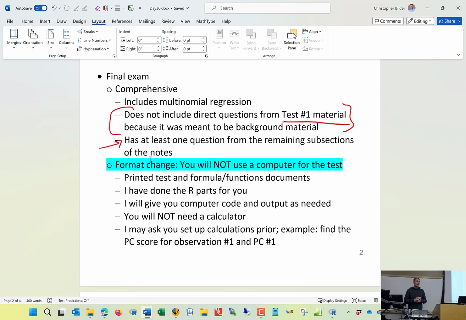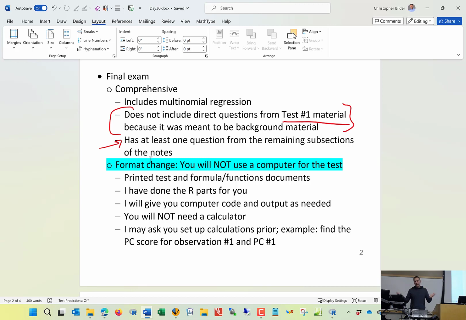So on the test, you'll see some code and output listed there. And essentially, corresponding to a problem, let's say if I ask you, state the logistic regression model, you need to know where to look in the output to find the appropriate things so that you can state the model. So I think that this will make the test easier for you. You do not need to use a computer at all on the test. It's all going to be a paper copy.